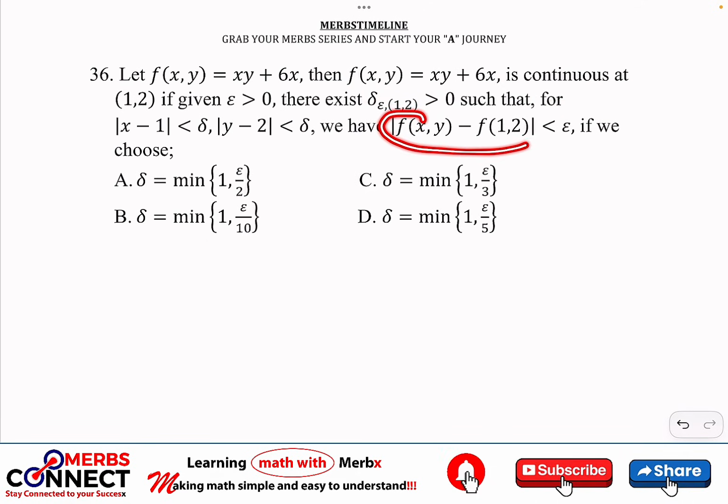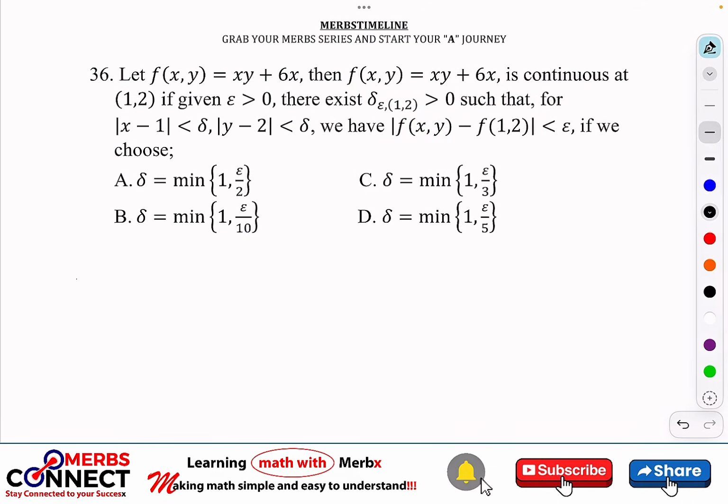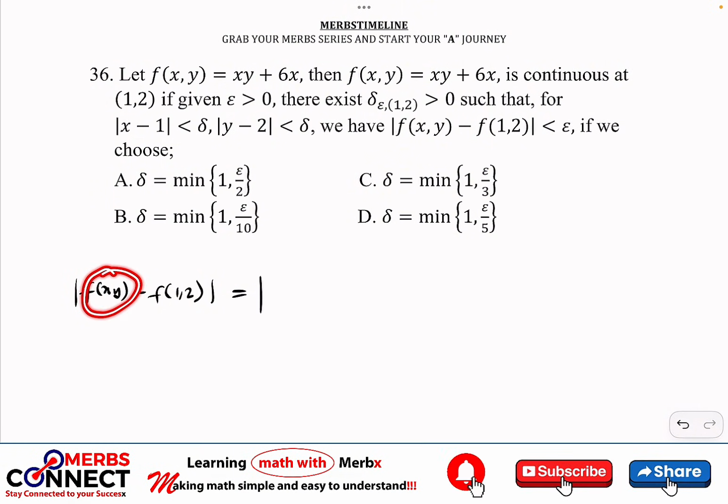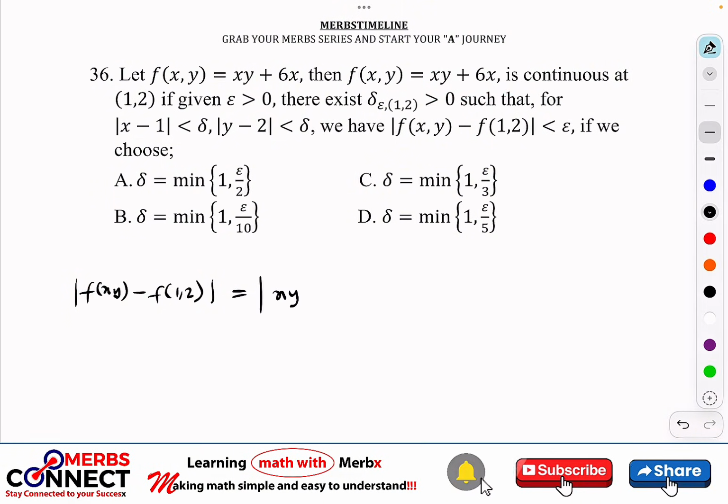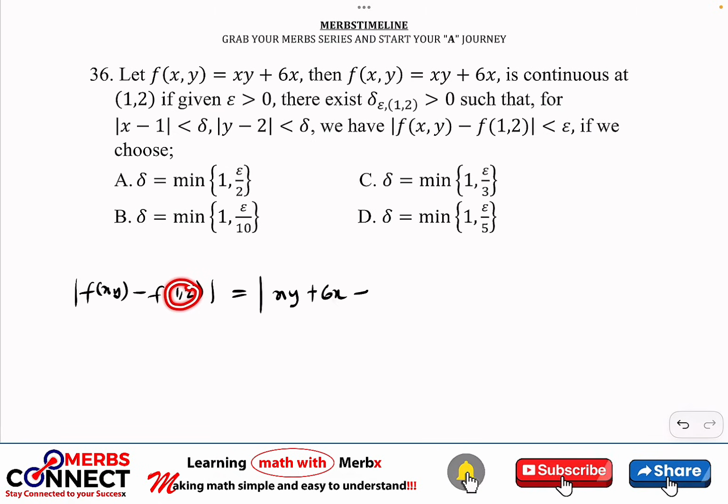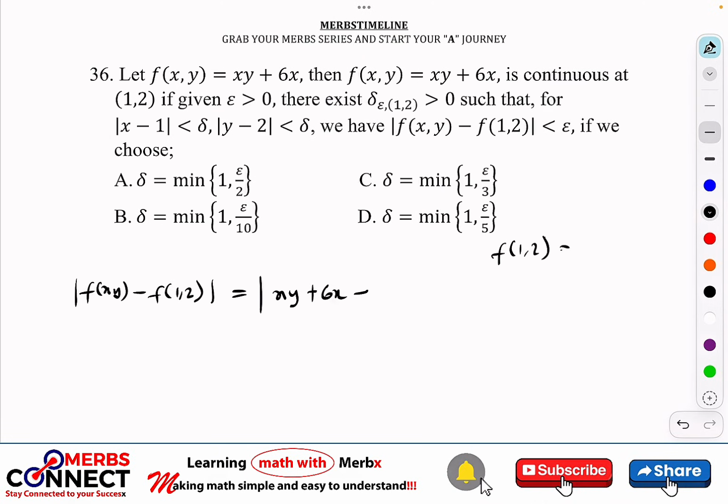So now let's start by building this. The absolute value of f of x, y minus f of 1, 2. This is the same as xy plus 6x minus, then I need to plug in 1 and 2 inside this. So let's just do it somewhere. 1, 2. This is going to be 1 times 2 plus 6 times 1, which is equal to 2 plus 6, which is equal to 8. Okay, so this is going to give us 8.